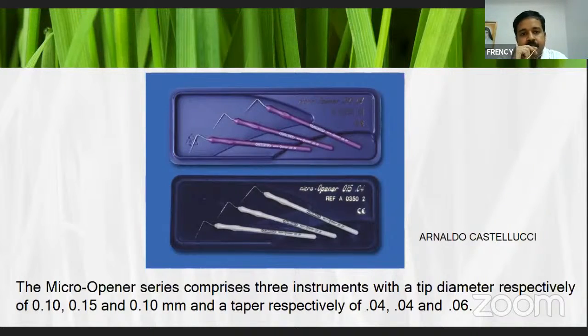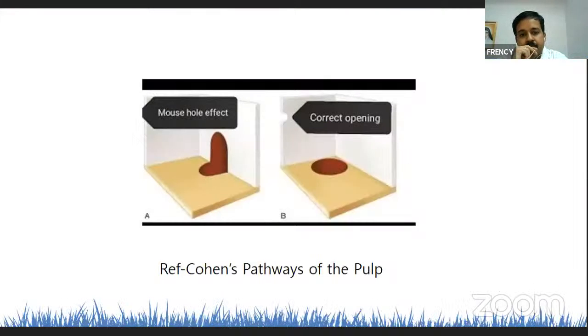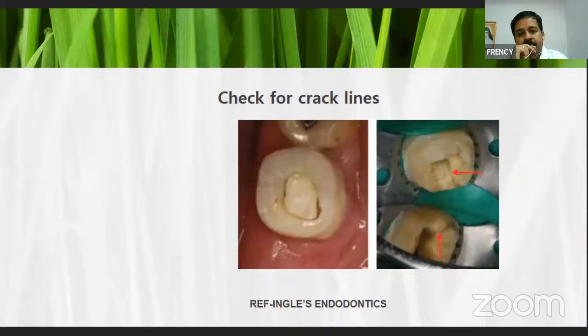Then always make sure that you are extending the axial walls in the proper way, because your access cavities should not be a mouse hole type access cavity. And once you open the access cavity, you always have to look for whether there is any presence of cracks. Because sometimes if this crack is very deep, it may cause problems. Sometimes it may lead to a failure even at a later stage.